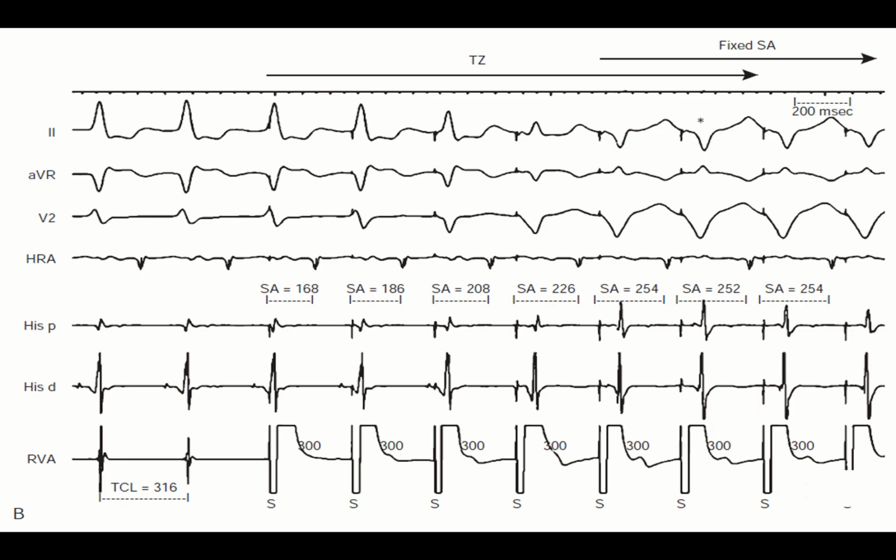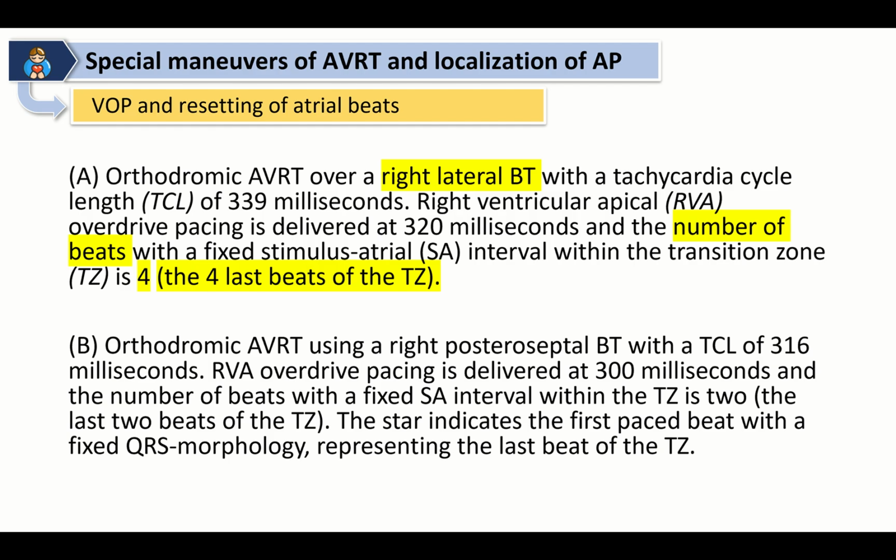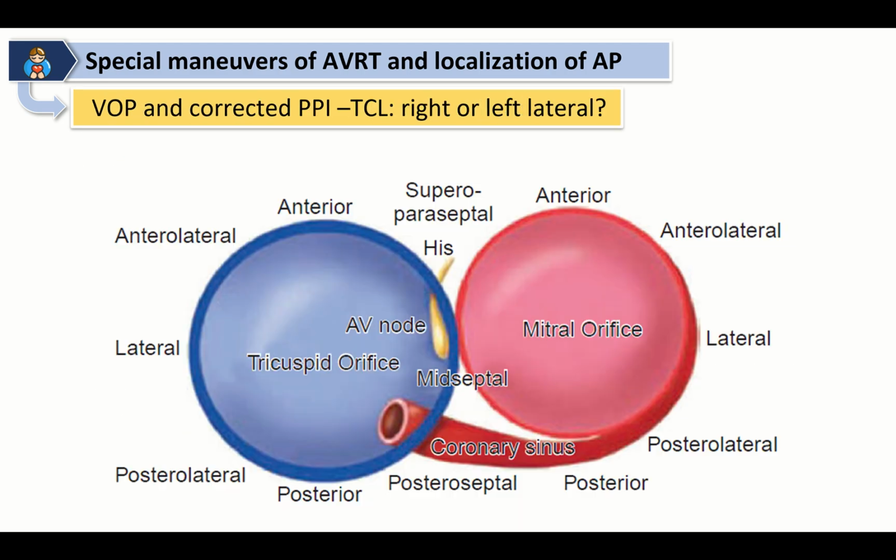And in this other example of AVRT, we reached atrial resetting during the transition zone. However, we have only 2 beats of resetting atrial beats with fixed stim to A, only 2 beats in the transition zone. Yes, it is a case of AVRT, however it is left-sided. Now let's go to the next golden rule, how a special maneuver helps with localization.